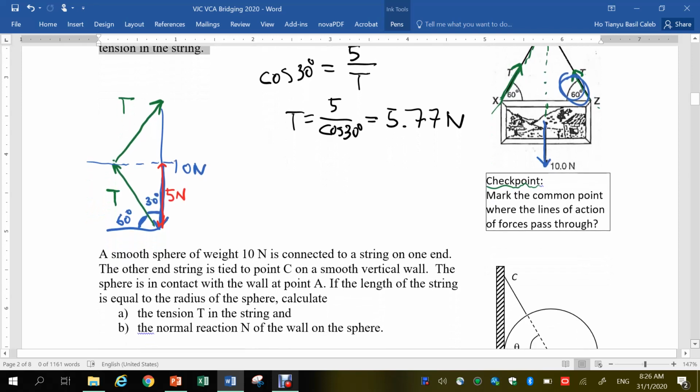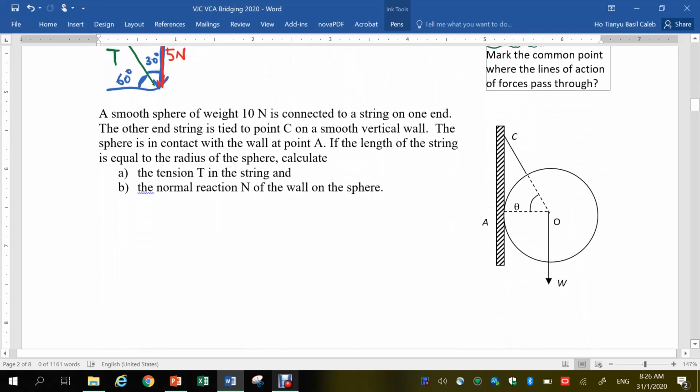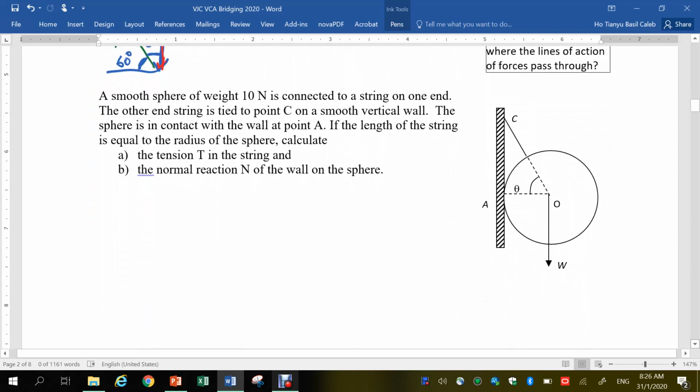Next, this question is a little bit more tough. You need to be able to see and find the angle, because in the previous questions the angles have been given to you. In this question, the angles are not. So let's see.